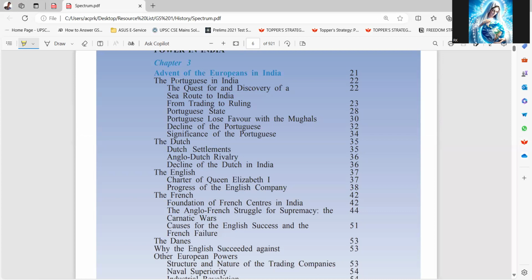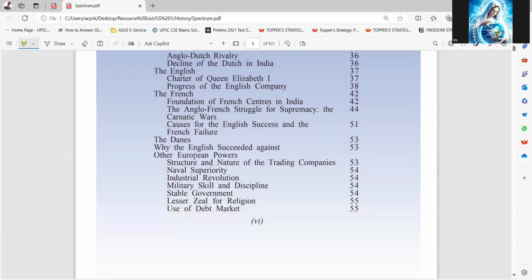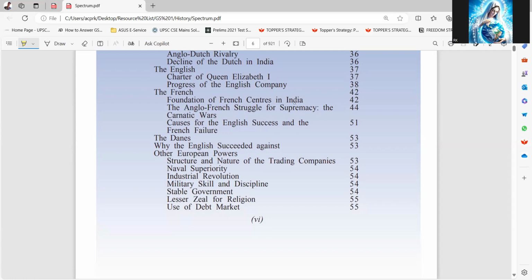We will learn about the Portuguese in India, the quest for and discovery of a sea route to India, from trading to ruling, Portuguese state, Portuguese laws, favor with Mughals, decline of the Portuguese, significance of the Portuguese. Then next, the Dutch settlements, Anglo-Dutch rivalry, decline of the Dutch in India. Then the English, Charter of Queen Elizabeth I, progress of English Company, then the French, foundation of French centers in India, the Anglo-French struggle for supremacy, the Carnatic Wars, causes for the English success and French failure, then the Danes.